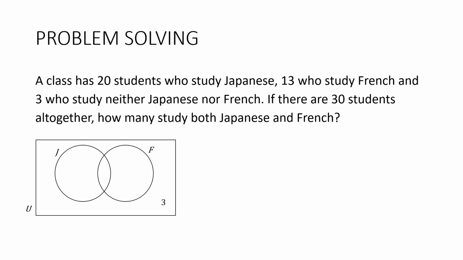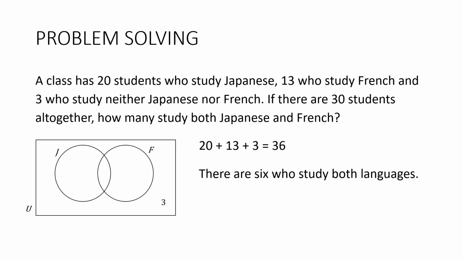Now, the way to find the overlap is to add up these 3 numbers, the 20, the 13, and the 3. And if we do that, we get 36, which is more students than we have. And that tells us the overlap. We've double counted by 6 students. That's actually the answer to the question. There are 6 who study both languages.